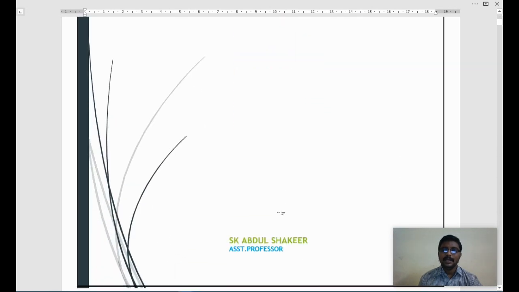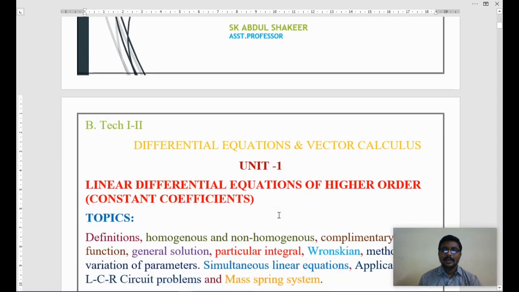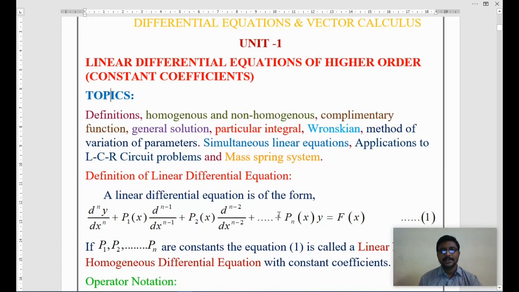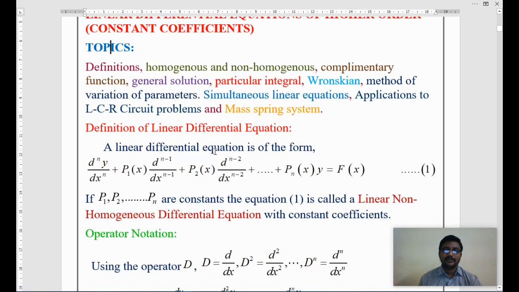Now unit 1 is linear differential equations of higher order with constant coefficients. So these are the topics related to unit 1. Now coming to the definition of linear differential equation. A linear differential equation is of the form.